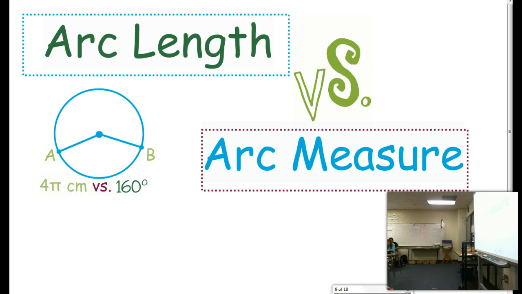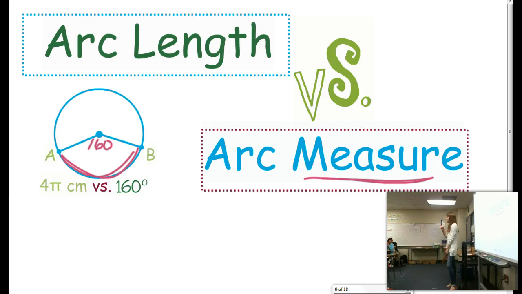Now something that is really important to talk about. As a human being, you have a height and a weight. Those are 2 different things about you, but they're both things about you. An arc has a length, like how long it is, like your height. But it also has a measure. When I say measure, I mean a degree measure. So if this angle is 160 degrees, then that arc is 160 degrees.